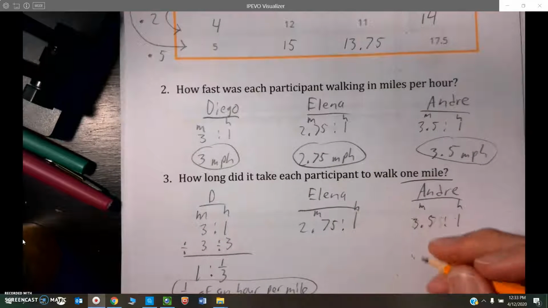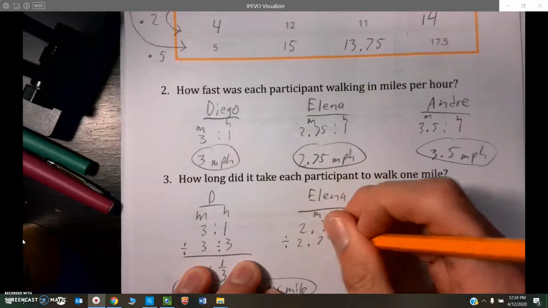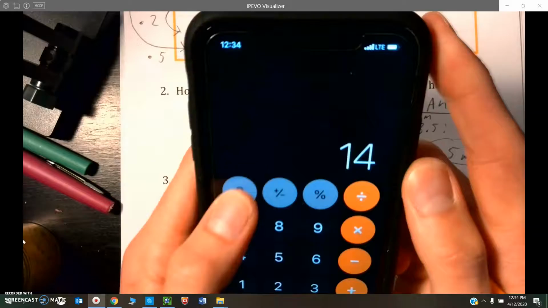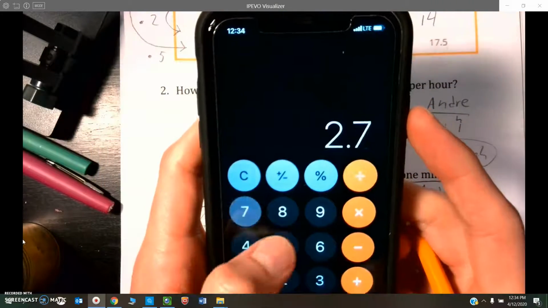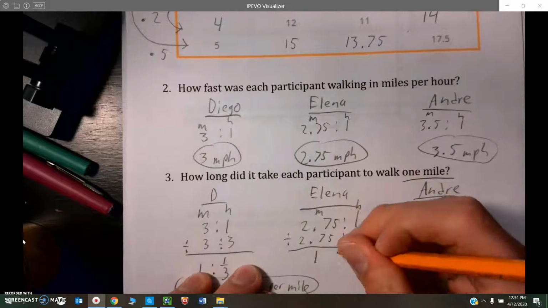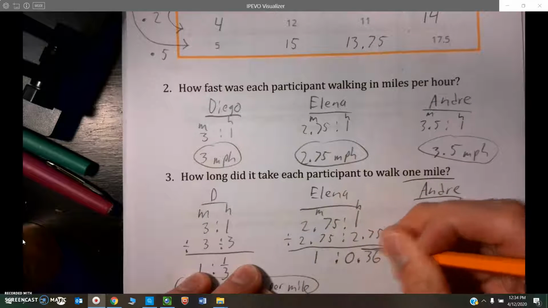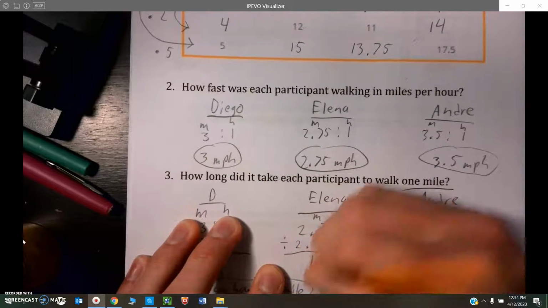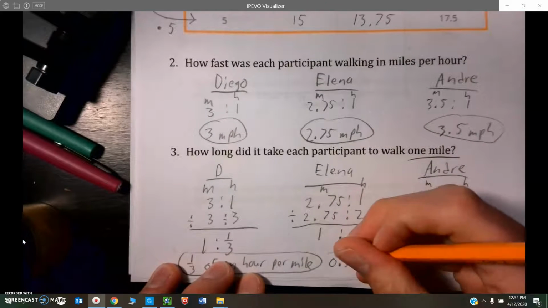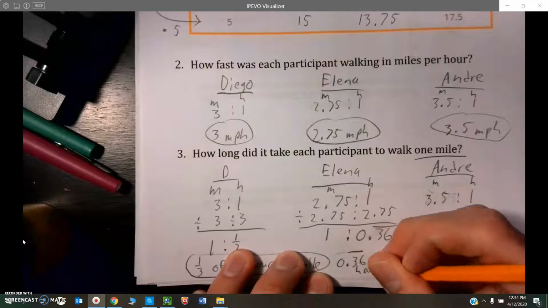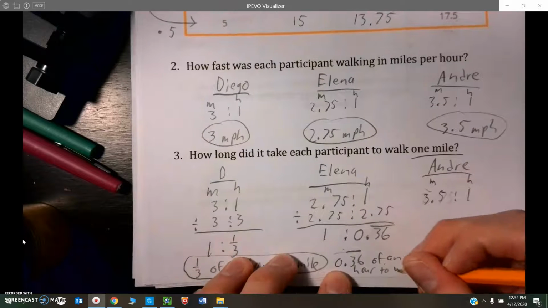For Elena, we have to divide both sides by 2.75 to convert her miles into 1 mile. One divided by 2.75 is this. I have a fraction, but not my calculator. So we will just write that. We'll leave that as a decimal for now. Once again, that line underneath your decimal is just the symbol that that's repeating. So it takes her 36 hundredths of an hour to walk 1 mile.